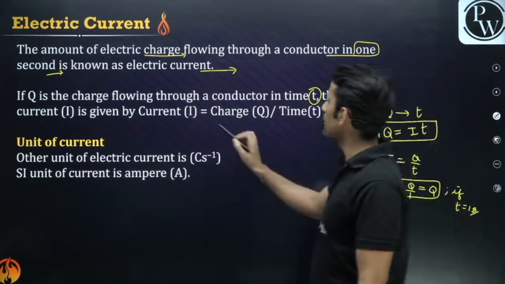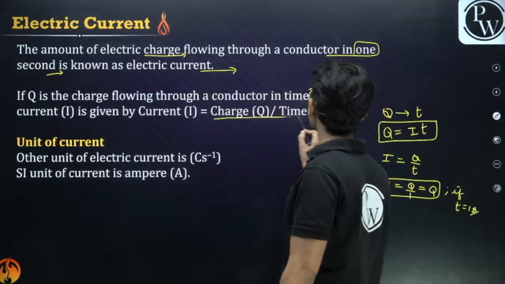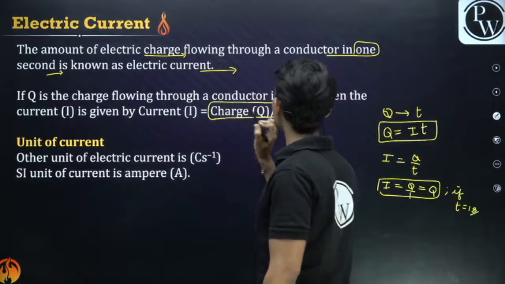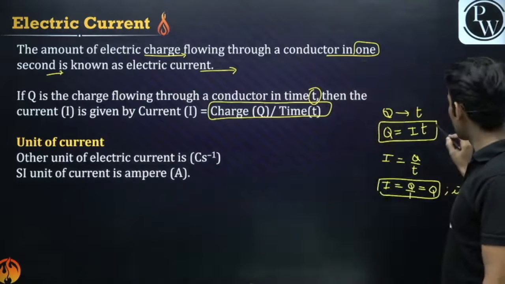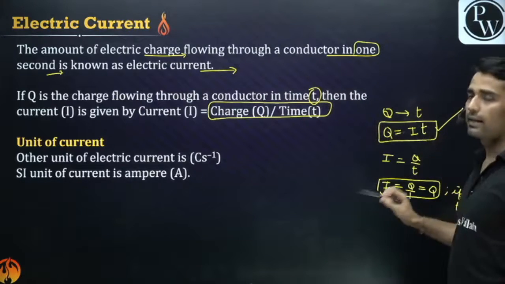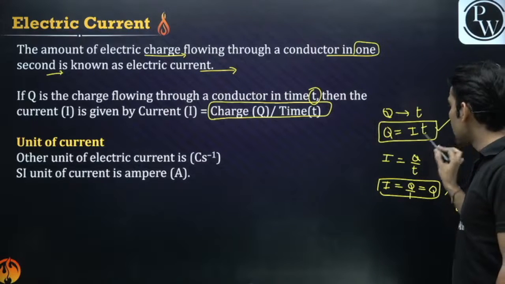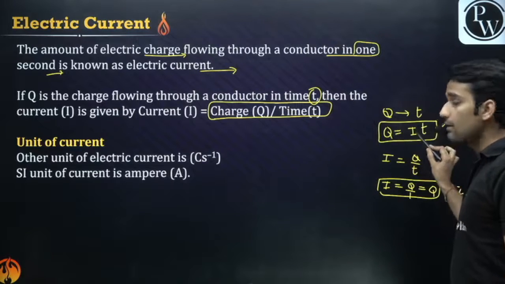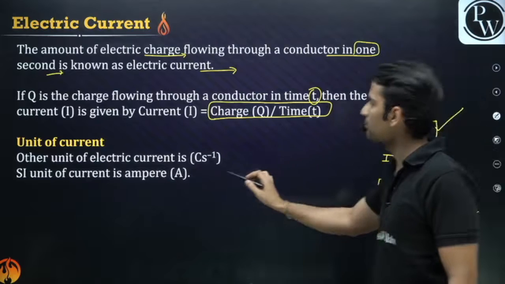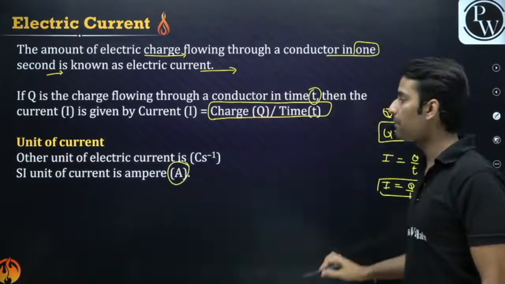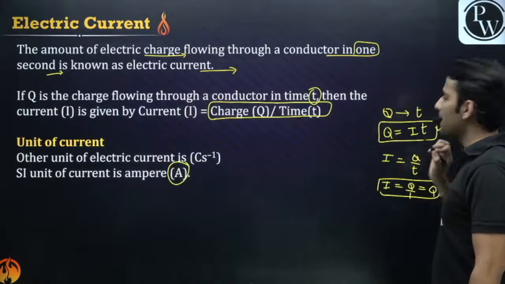So the current I is equal to charge upon time. Guys, remember this equation, it will be used almost in every question: Q is equal to IT. Charge in coulomb, current in ampere, and time in seconds.